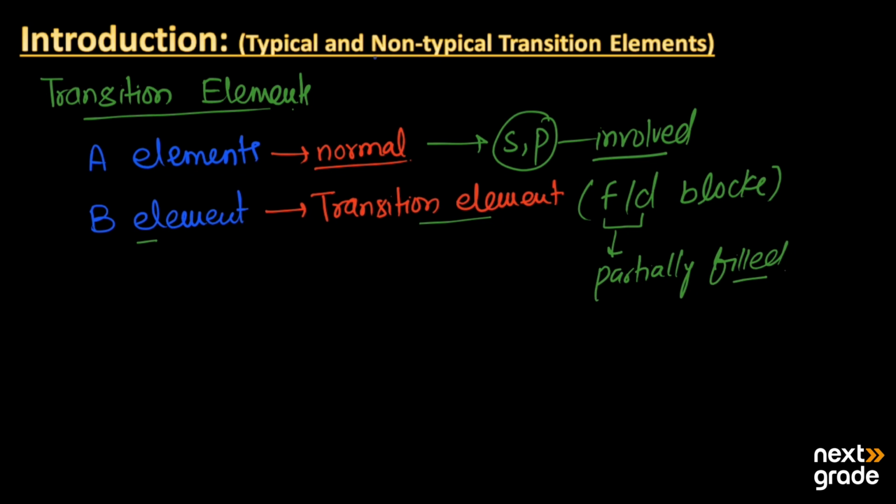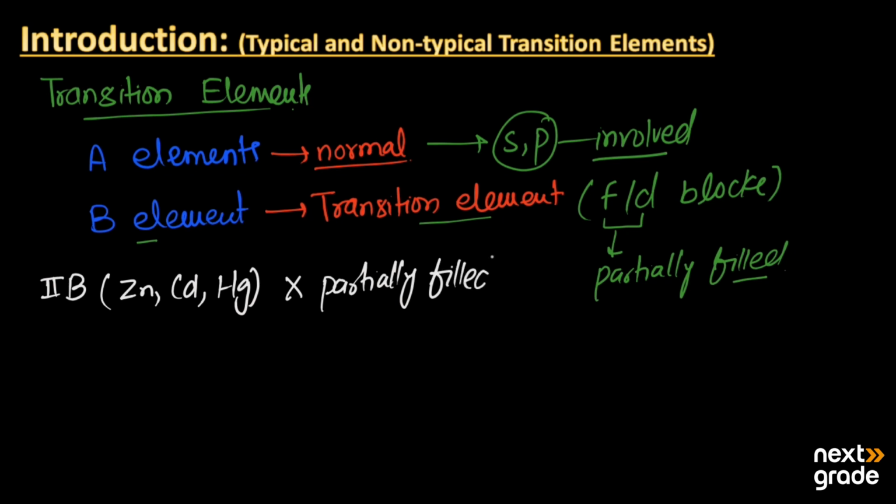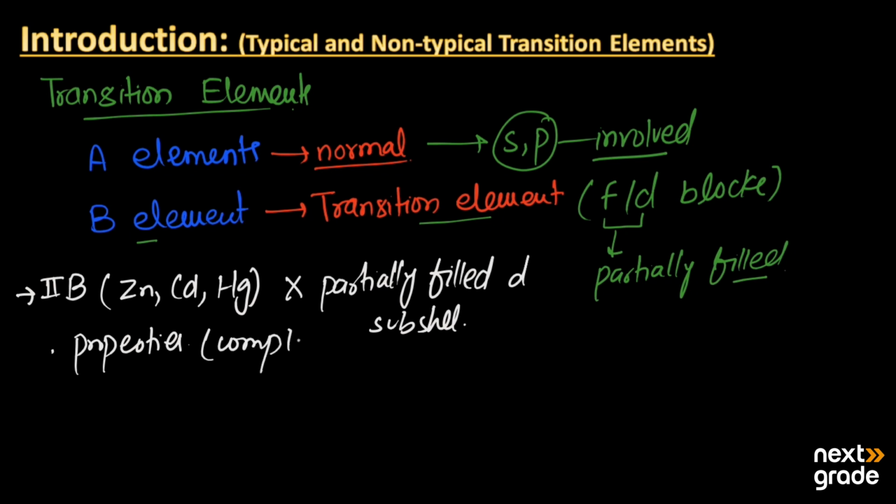Further on, the transition elements have been divided into typical and non-typical transition elements. When we have a simple look at the periodic table, group 2B contains elements like zinc, cadmium and mercury. They do not have a partially filled d subshell, either as the element or when they are in their ionic state. For this reason, they do not show the typical properties that transition elements should show to any extent, for example complex formation.